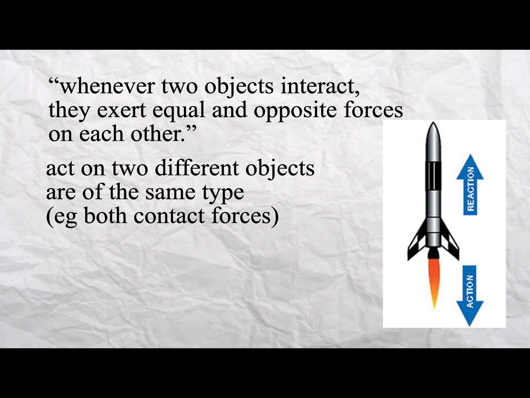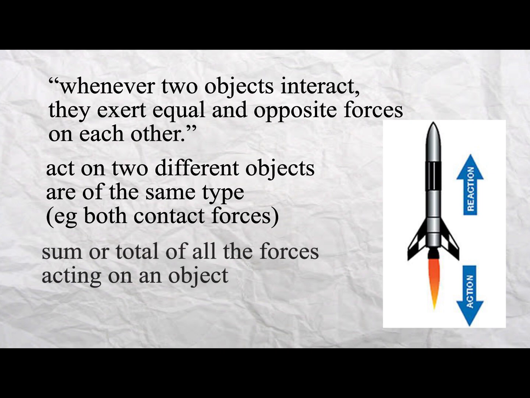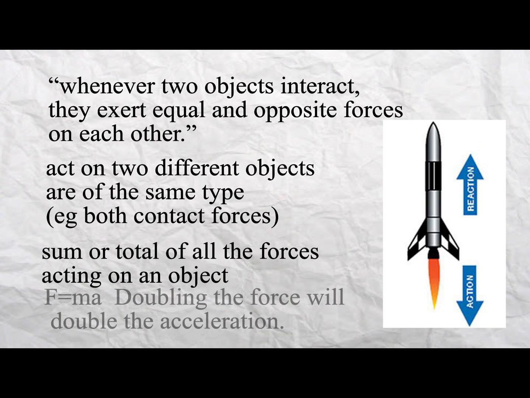So, question 5. What's a resultant force? Well, you should know this by now. A resultant force is a force that is the sum or the total of all the forces acting on an object. And lastly, question 6. What links resultant force and acceleration? Well, let's use the second law, F equals ma. So resultant force on an object equals the mass of an object times the acceleration of that object. So doubling the force will double the acceleration.